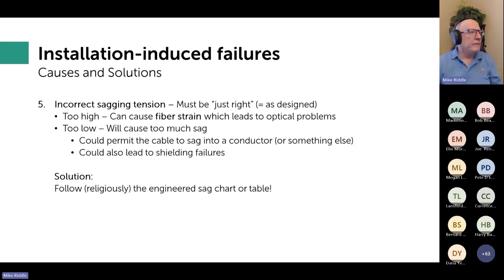All right, keep moving. Next up, incorrect sagging tension. The sagging tension needs to be the way it was designed. If you're higher than the sagging tension, you risk causing fiber strain. We're going to talk about that a lot more later. If you're too low, then you're going to have too much sag. If you have too much sag, the cable could sag into something below it. That's very bad. And you also have the possibility of shielding failure. So the solution here is to absolutely follow the initial sag, the stringing tables or charts that you're given.